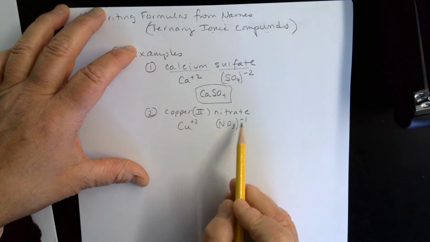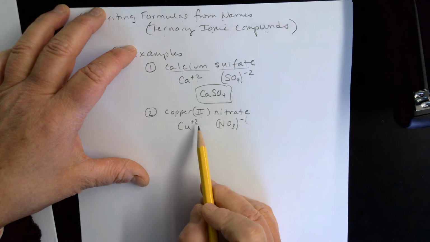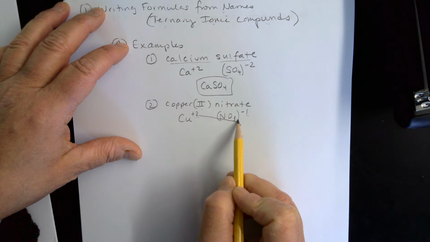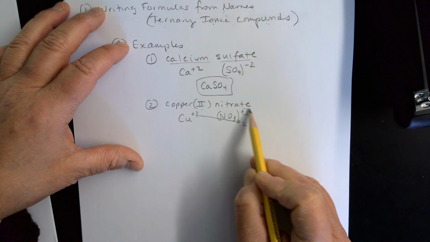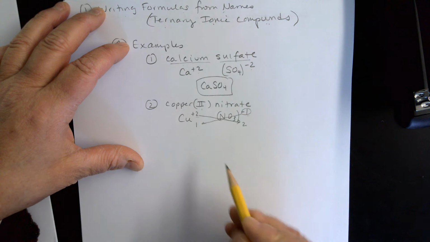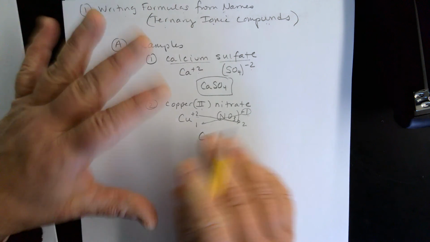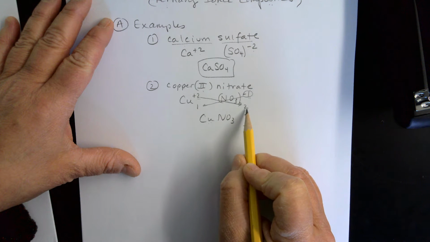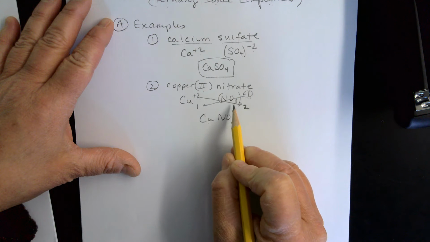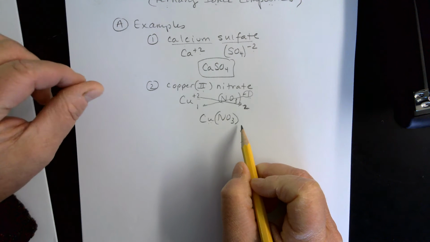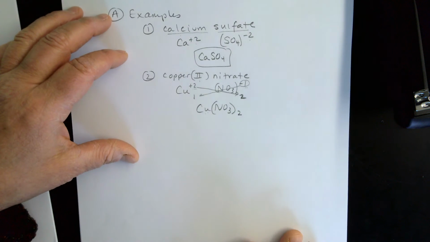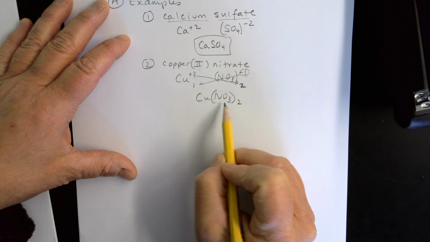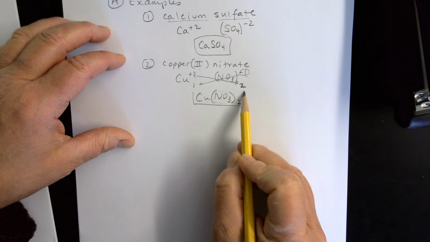At this point, we do not have equal and opposite charges, so this is where we use the drop and swap. The charge here becomes the subscript down here, and the charge there becomes the subscript over here. Of course, the 1 subscript is understood, so we just drop it. This 2 tells us that we need 2 of these NO3s. So we keep the NO3 in parentheses and put the subscript of 2 outside of the parentheses. That's telling you that you need 2 total of these NO3 groups to match up with the 1 copper ion.